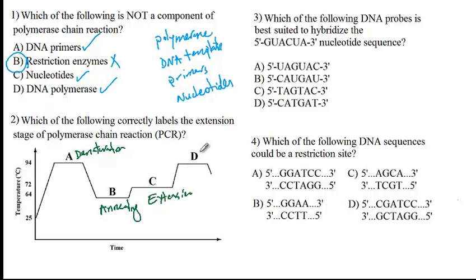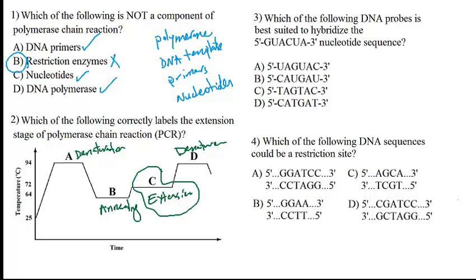Again, we increase the temperature to 94 or 98, which is for denaturation, and repeat the cycle. There we go, annealing, extension, and so on. So the question is, which of the following correctly labels the extension stage? So it would be choice C, marking the extension stage of the PCR reaction.